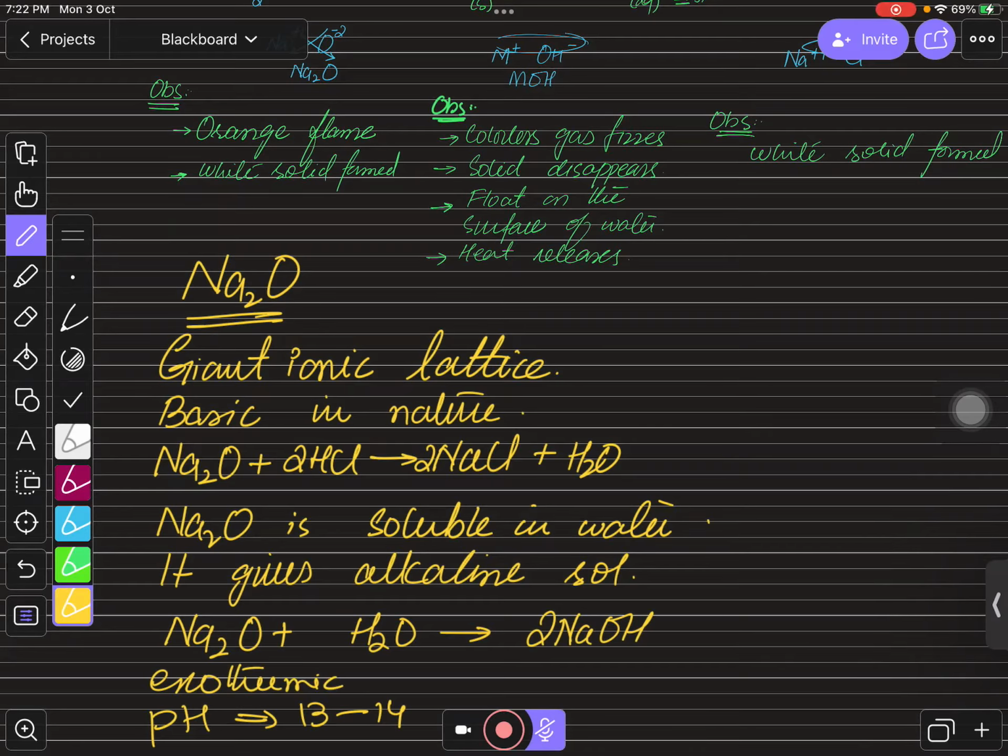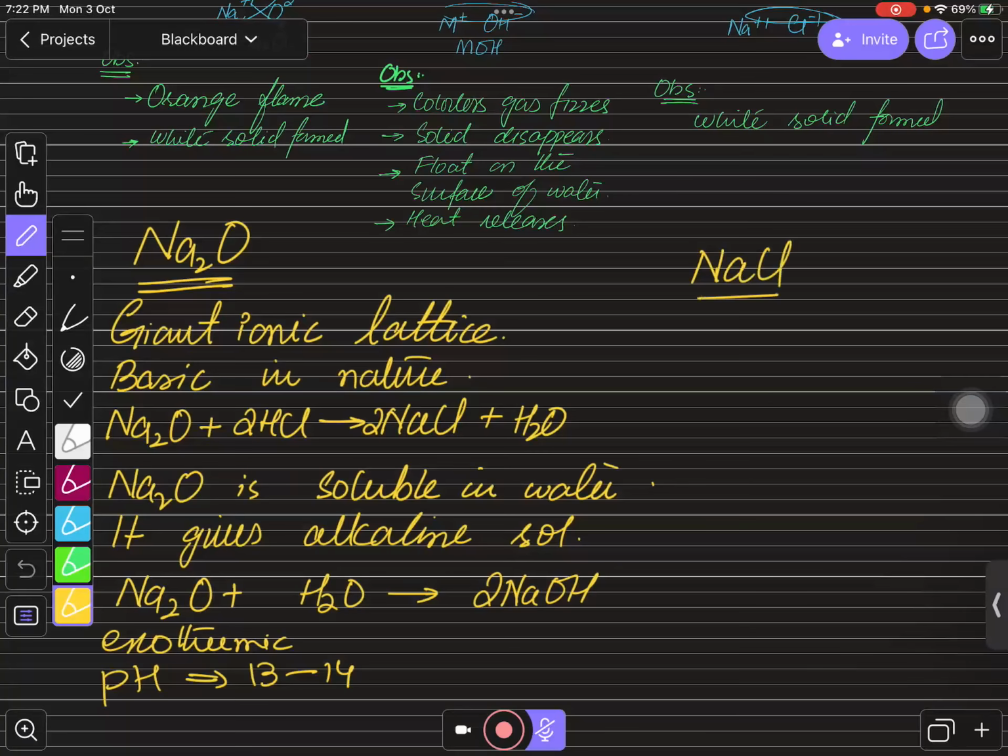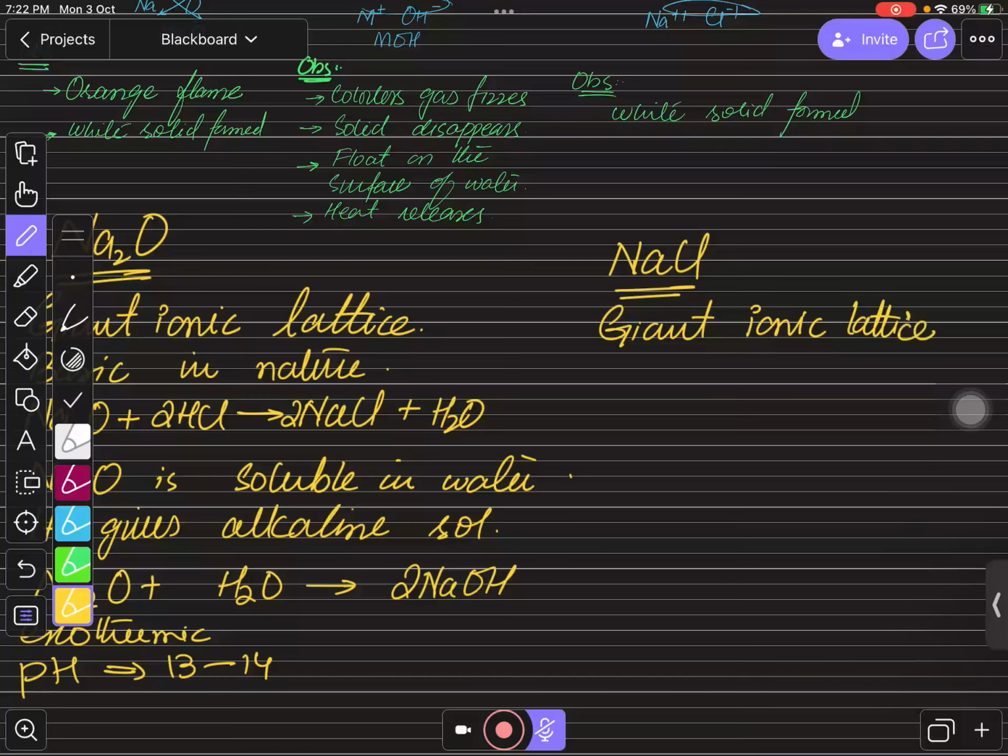Is that right? Yes, sir. If you talk about NaCl over here, NaCl is also a giant ionic lattice because it is also an ionic compound. This is the structure over here. And then NaCl can dissolve in water and give you a neutral solution. So it is also soluble in water, right? And will give you a neutral solution.